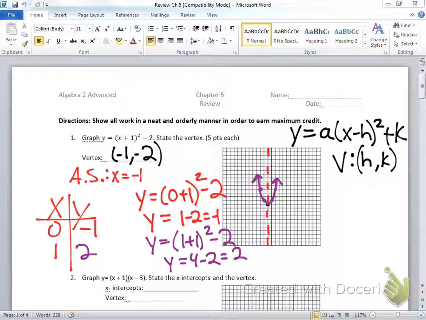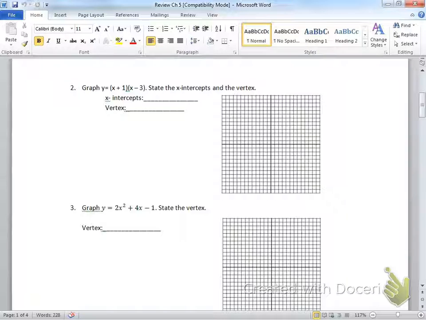All right, questions? All right, the next one is in intercepts form. So off to the side, I will remind you what intercepts form looks like.